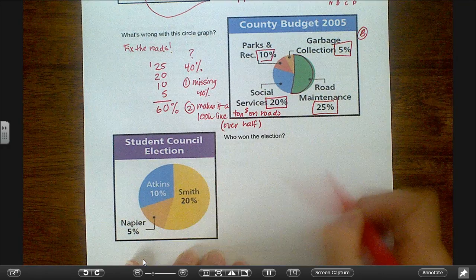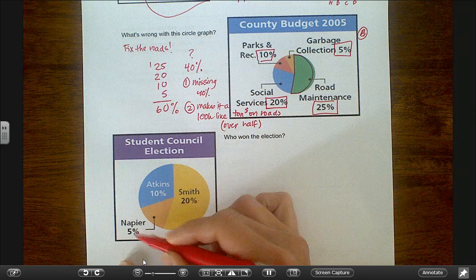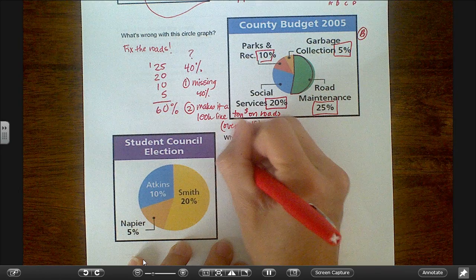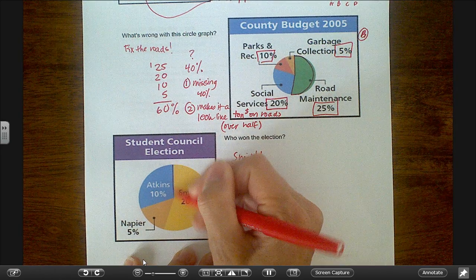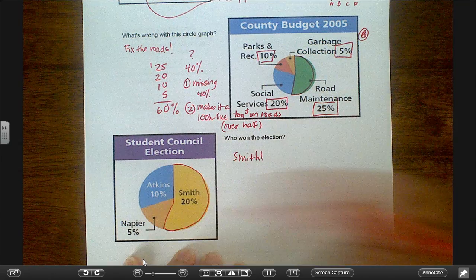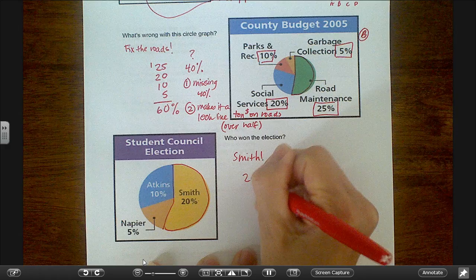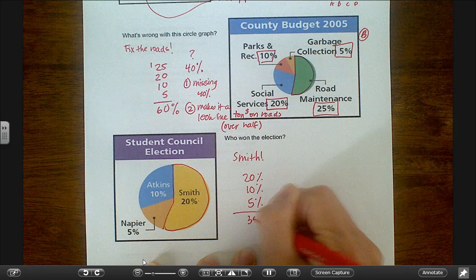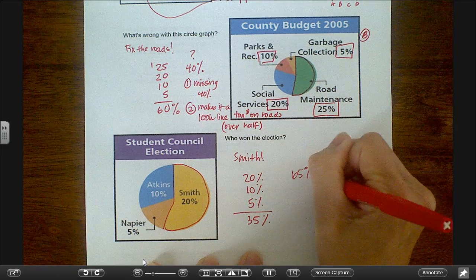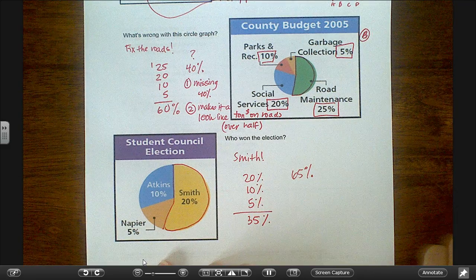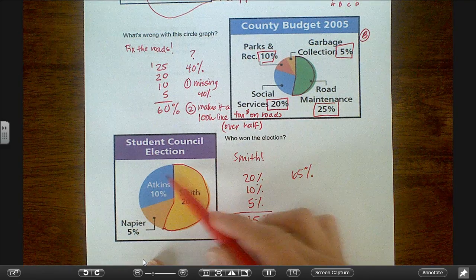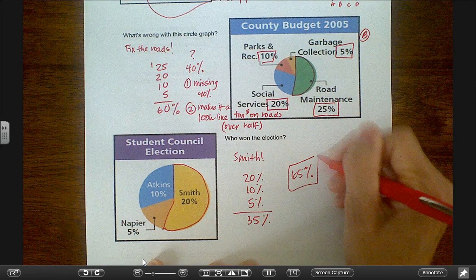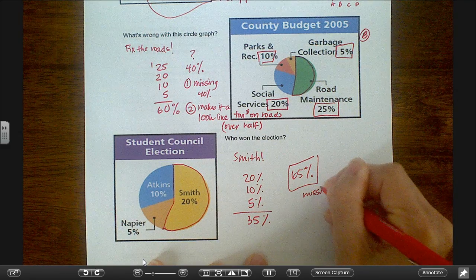Who won the student council election? Well, Smith got 20%, Napier got 5%, Atkins got 10%. If you just look at this graph and you don't look at the numbers, you're like, Smith, right? Because clearly, wow, look at that. Smith has over 50% of this graph. Well, the problem is the same as the other. 20% plus 10% plus 5% is 35%. Certainly 20% of 35% is a majority, but 20% of 100% certainly is not. So there's 65% of the vote out here that's missing still.